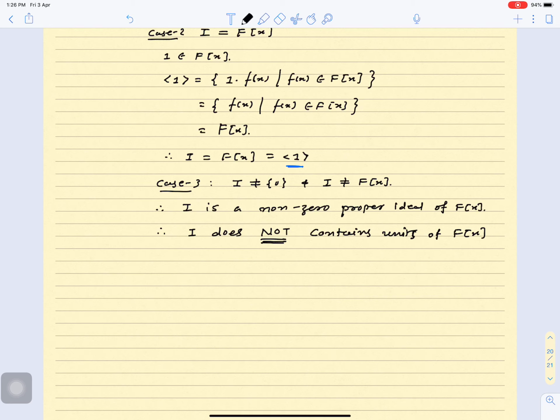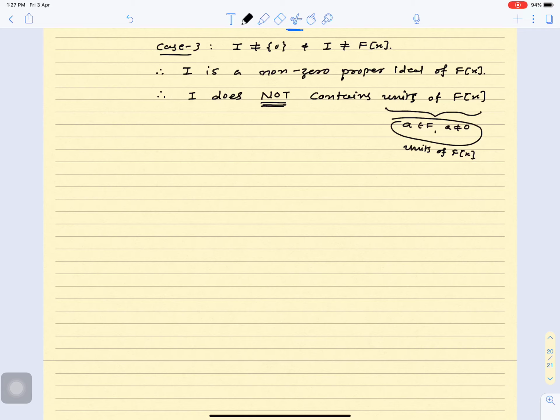But our I is not F[x], and units of F[x] are what? Units of F[x] are constant polynomials a, where a is a non-zero element of F. We have discussed before: units of F[x] are only non-zero constant polynomials. Okay, so now this is my claim.